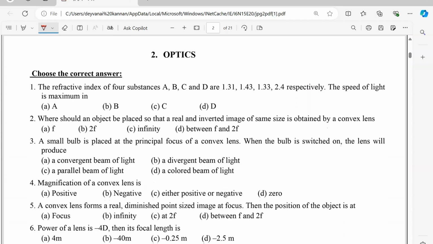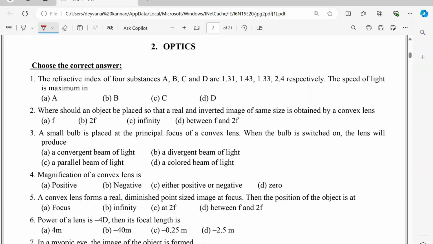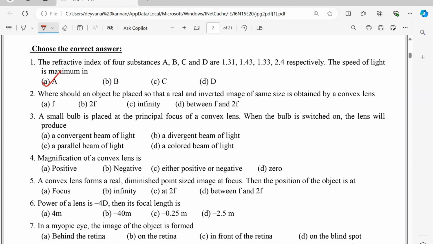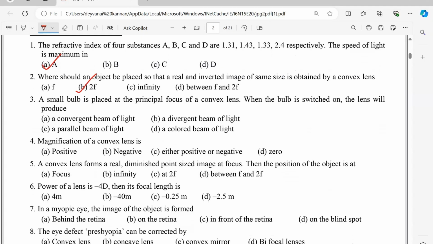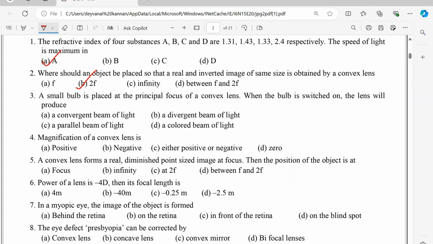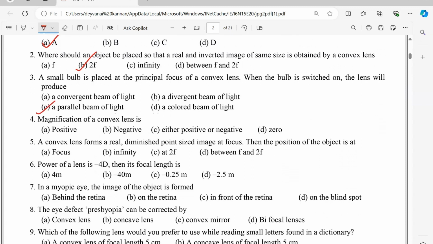The refractive indices of four substances A, B, C and D are 1.31, 1.43, 1.33, 2.4 respectively. The speed of light is maximum in A. Where should an object be placed so that a real and inverted image of the same size is obtained by a convex lens? B, 2F. A small bulb is placed at the principal focus of a convex lens. When the bulb is switched on, the lens will produce a parallel beam of light.